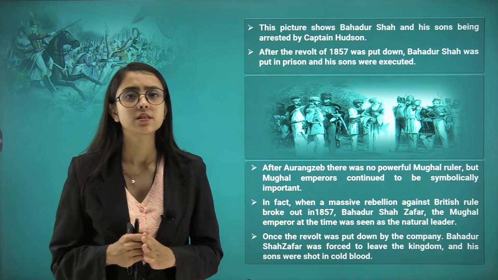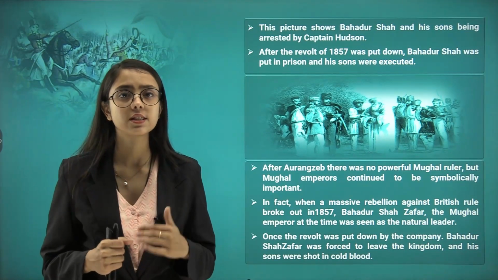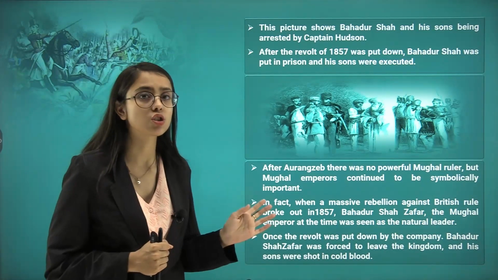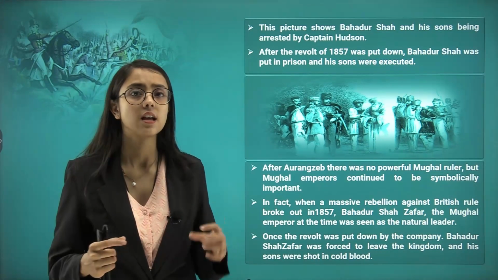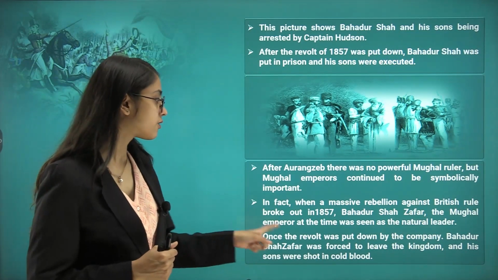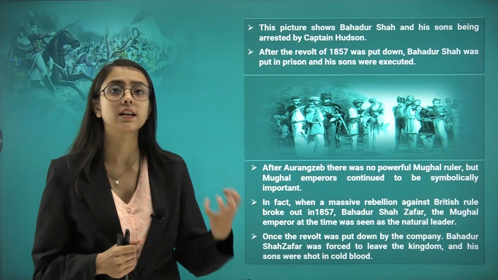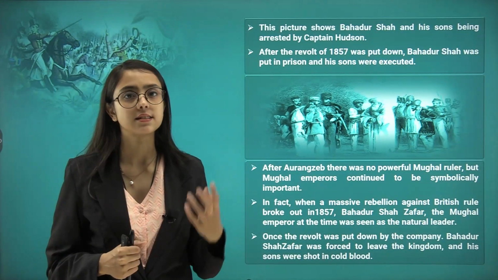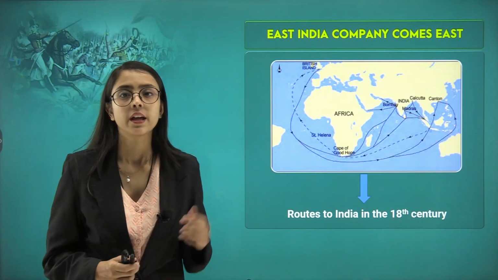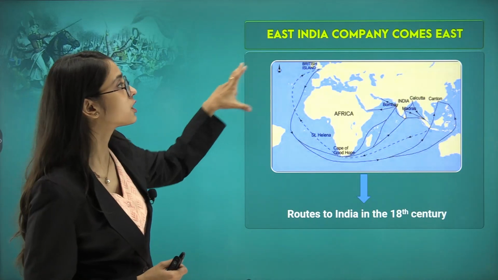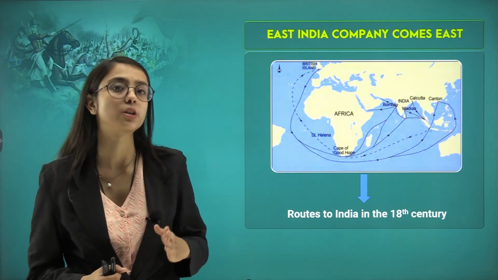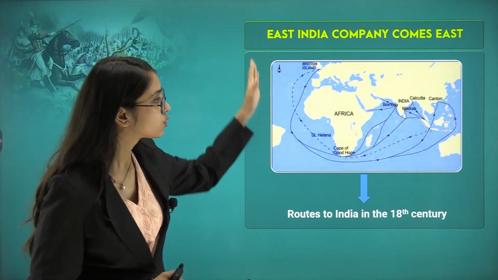So, as we studied, in the rebellion of 1857, there was a massive rebellion against the British rule in India. Bahadur Shah Zafar and his followers, his sons, took the lead in this rebellion. Once the revolt was put down, the company arrested Bahadur Shah Zafar and his sons, and they were put into prison and executed thereon. So, here we see how the East India Company, the trade company of the Britishers, came from Britain to India.